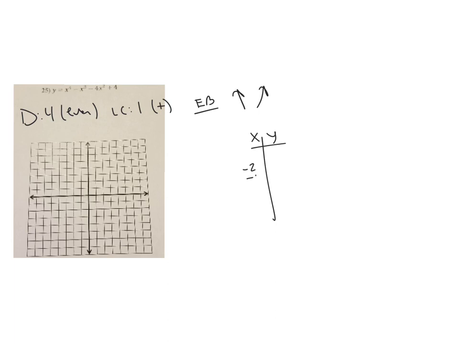25, exact same concept, so the degree is 4, which is even. The leading coefficient is 1, which is positive, which tells me the end behavior is going to go up and to the left, up and to the right. So now I make an XY chart. Put negative 2, negative 1, 0, 1, and 2.